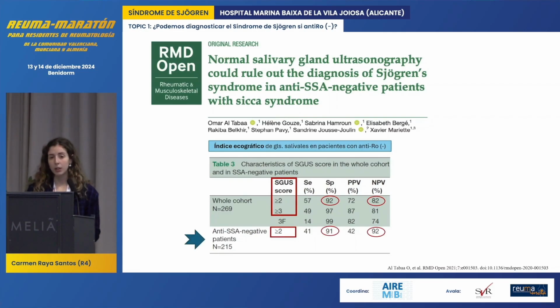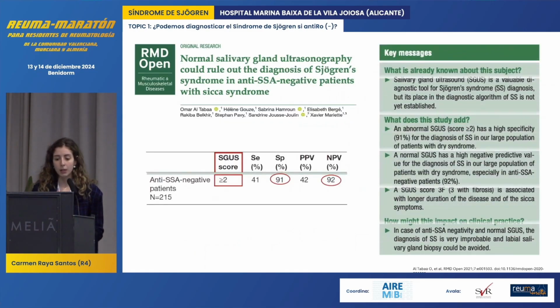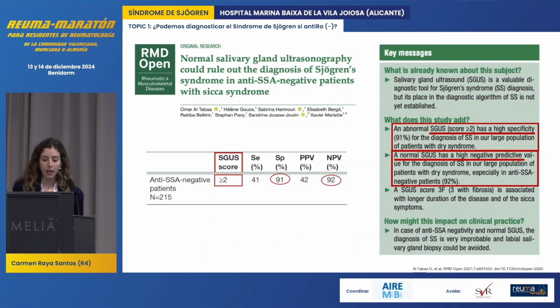But it also combines a group of patients who are anti-RO negative, and you can see that it also has high specificity and a high negative predictive value. Therefore, when we say that we consider a grade of 2 or higher to be pathological, it's because of this, because it has high specificity, almost 91%. And so as key points, we can say that it has high specificity and a high negative predictive value.